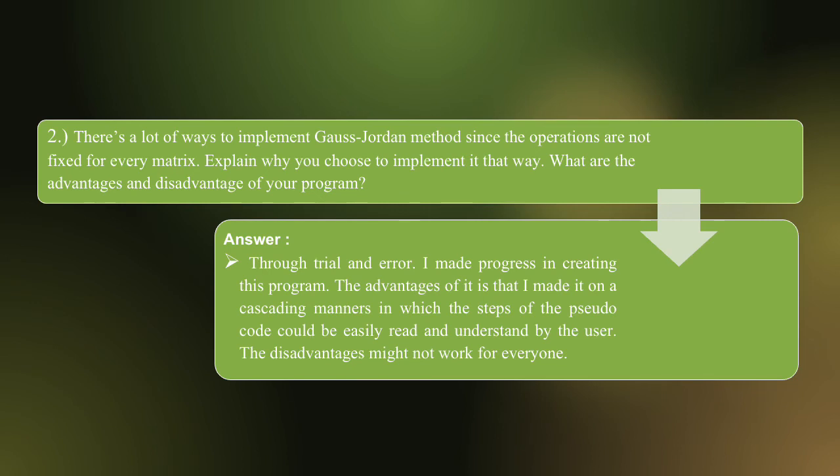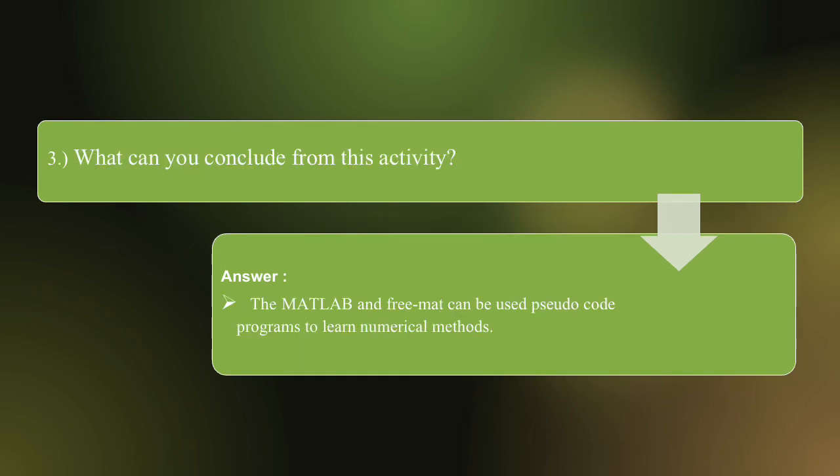For question number 2, there are a lot of ways to implement the Gauss-Jordan method since the operations are not fixed for every matrix. Explain why you chose to implement it that way. What are the advantages and disadvantages of your program? The answer is through trial and error, I made progress in creating this program. The advantage is that I made it in a cascading manner in which the steps of the pseudocode could be easily read and understood by the user. The disadvantage is it might not work for everyone.